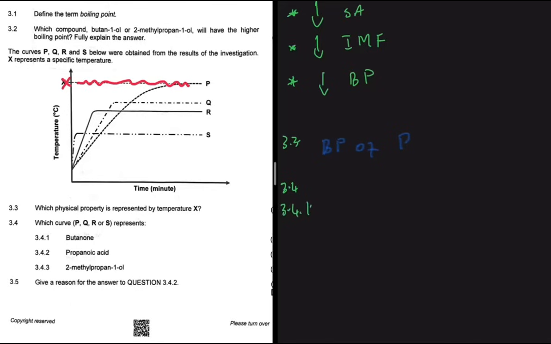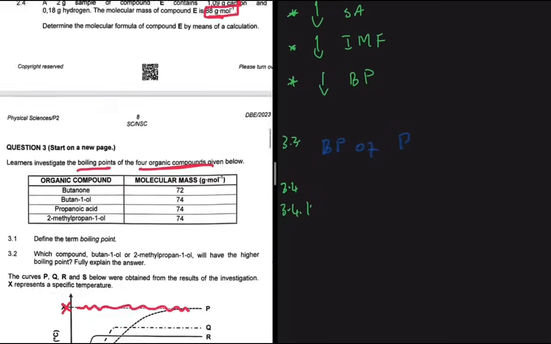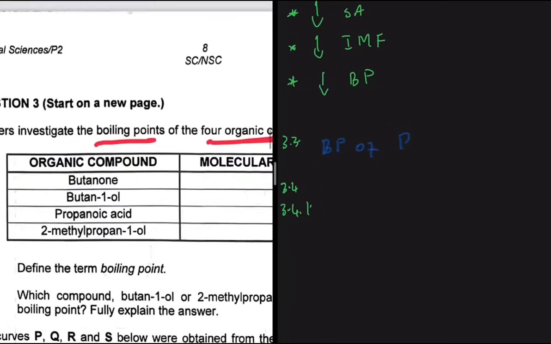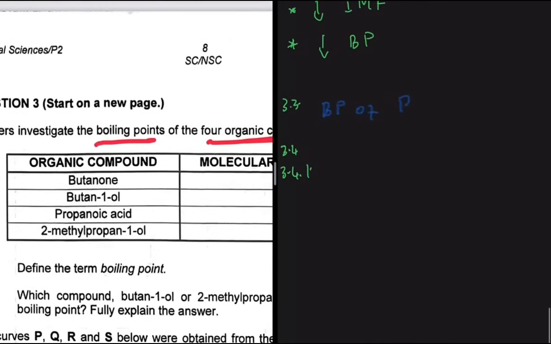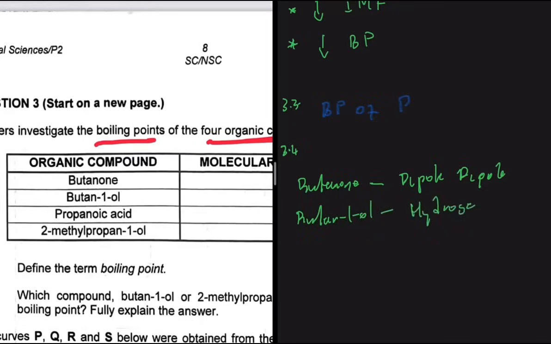So let's take a different approach. So the first compound we have here is butanone, right? So let me just say, before we answer 3.4.1, let's do this first. So we have butanone, and we know that the intermolecular force there is dipole, right? We have dipole. And then let's come to butan-1-ol. Yeah, the intermolecular force there is hydrogen bonding.